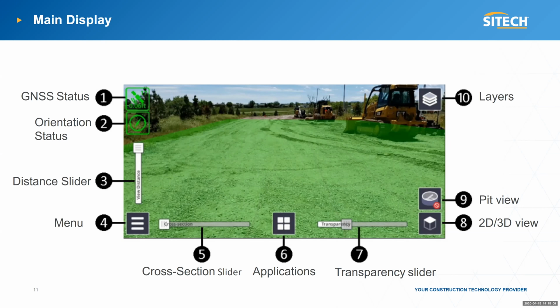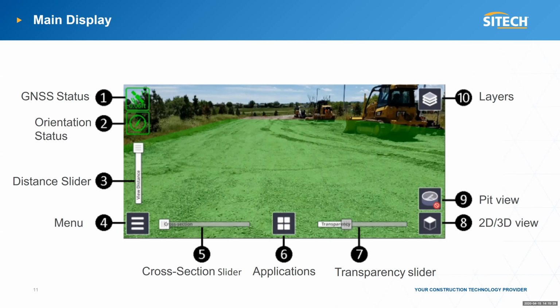And number 7 is the transparency slider. So you can work with the transparency of the model if you'd like to see better the reality in the background, as you see in this picture, seeing the tracks of the dozer, for example, or you can make it solid, so you block basically the image in the background.